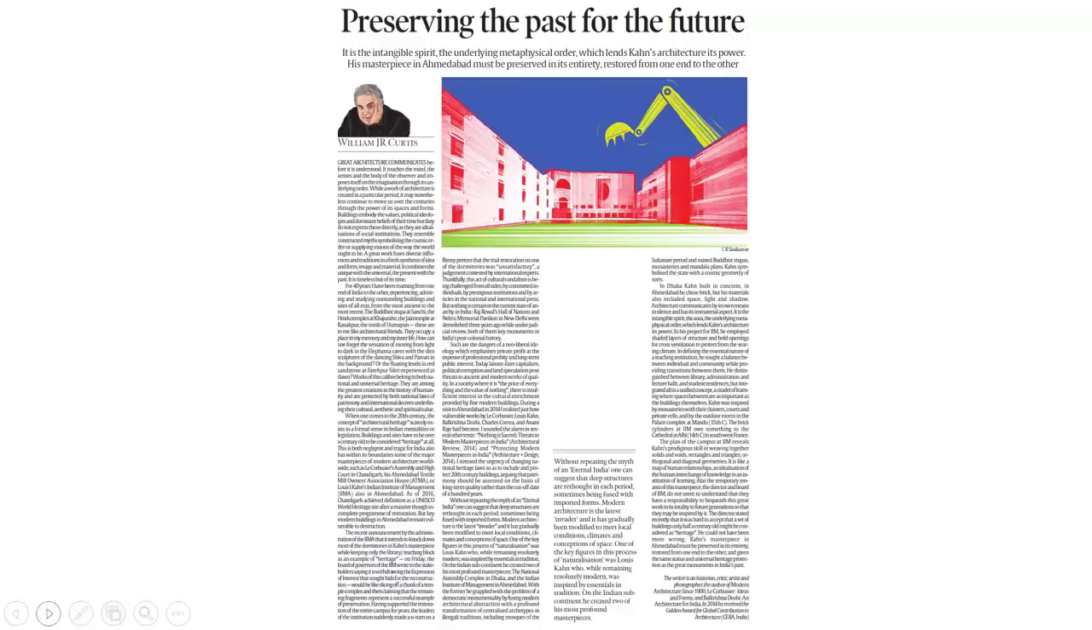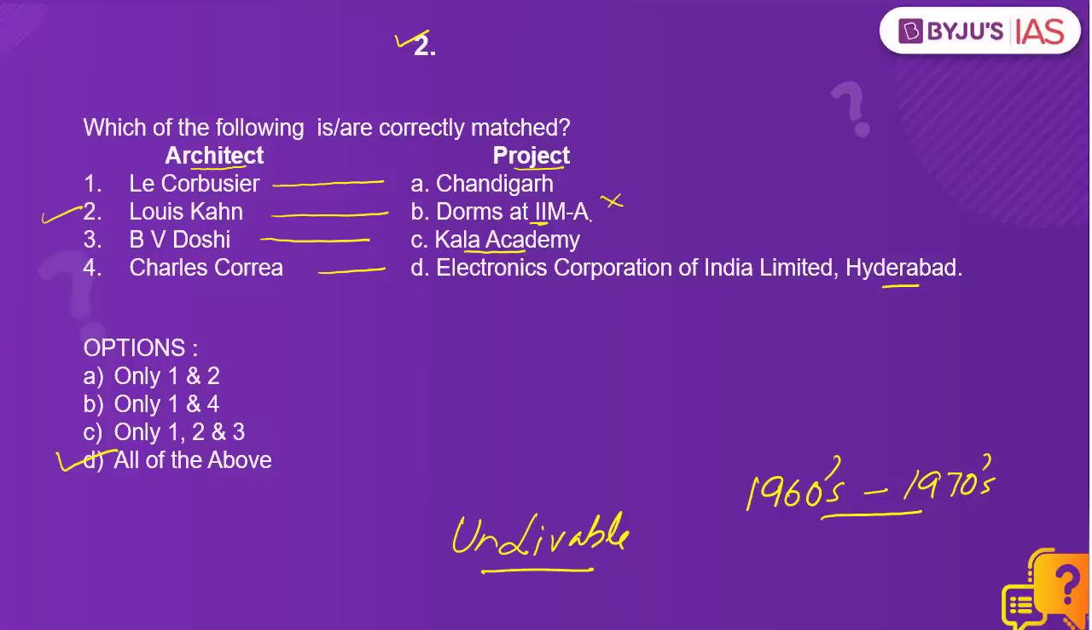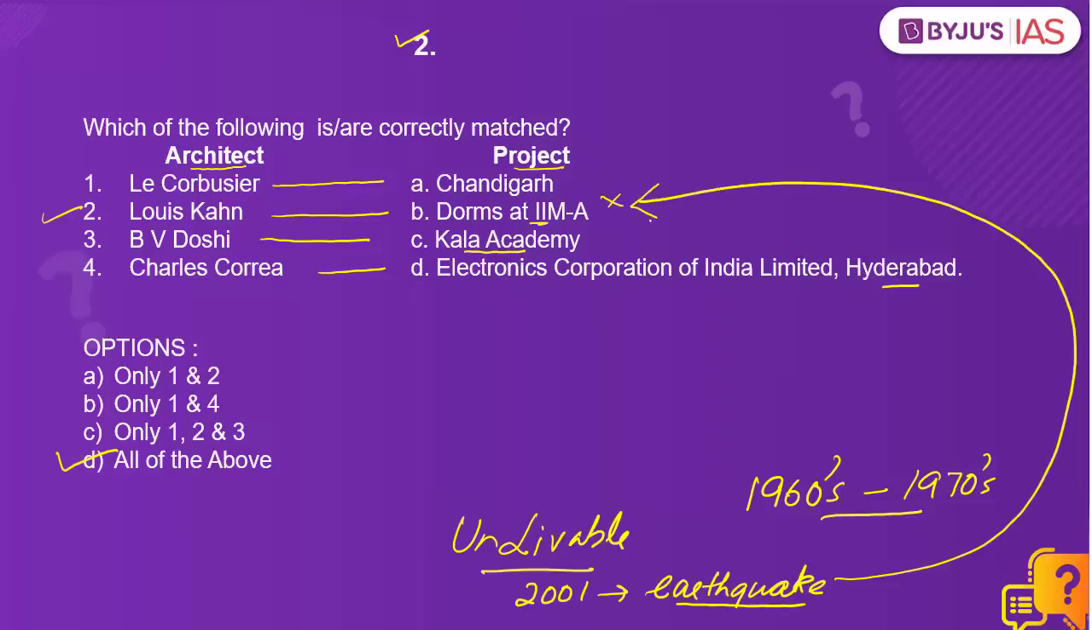But what is the context? The context is this newspaper column written in today's The Indian Express newspaper, preserving the past for the future. What is the controversy? These dormitories at India's premier B school, IIM Ahmedabad or Indian Institute of Management Ahmedabad, were constructed and designed by Louis Kahn way back in the 1960s and 1970s. The administration at IIM Ahmedabad said that these dormitories have become unlivable and as such are to be demolished. The institute also said that the 2001 earthquake in Gujarat also impacted these dormitories and they are not safe to inhabit, and that is why we have to demolish them, not all, a major chunk of these dormitories.